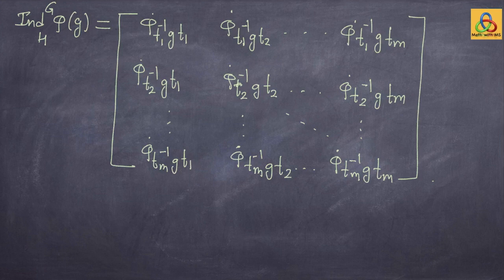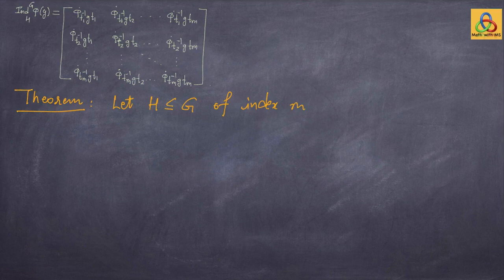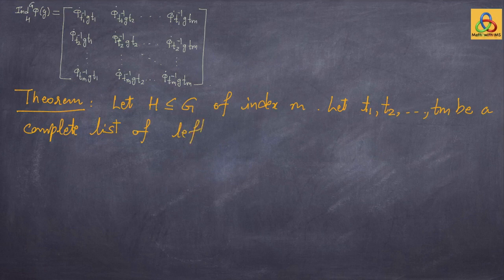So let's check whether this is actually a representation and find its character. Theorem: let H be a subgroup of G of index m, and let T1, T2, and so on Tm be a complete list of left coset representatives of the subgroup H in the group G.